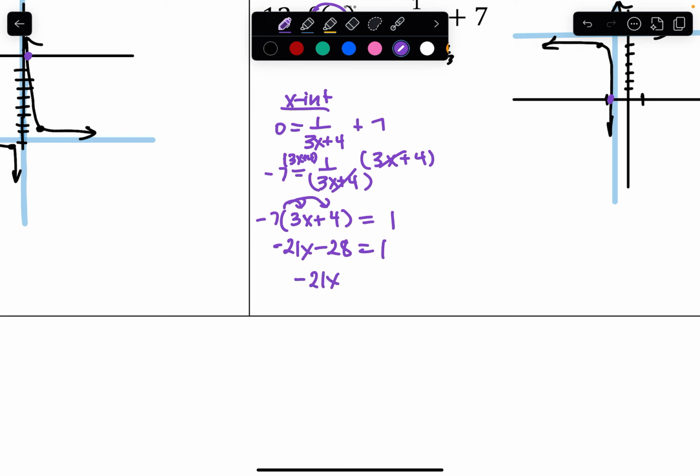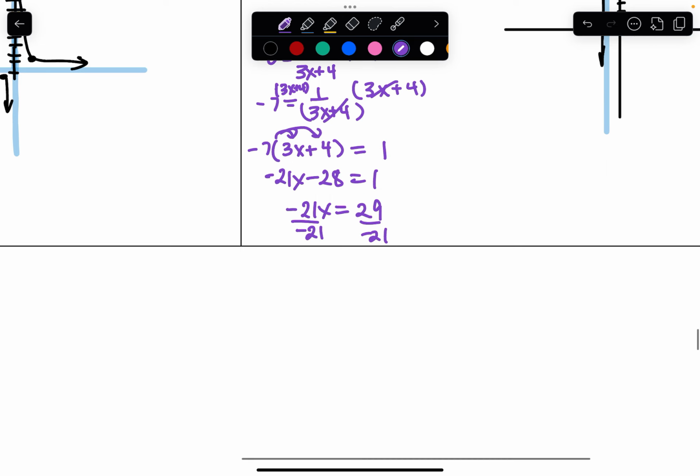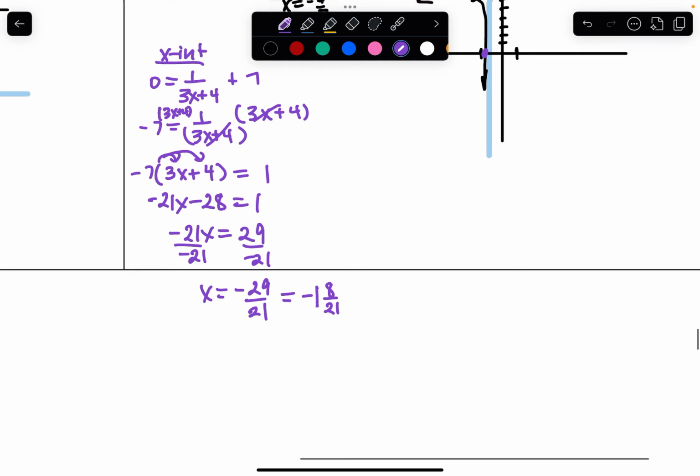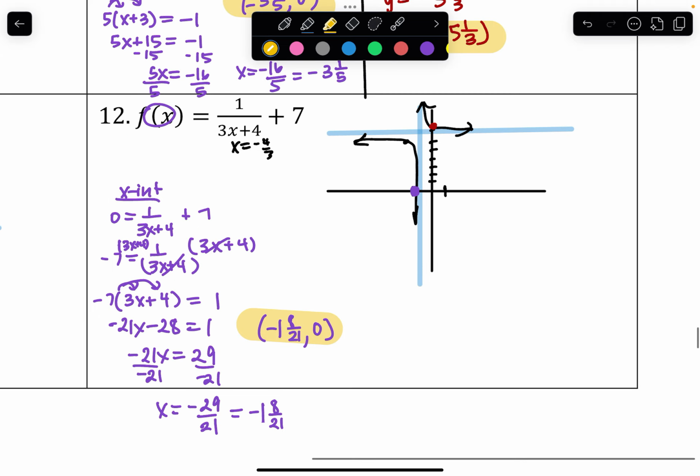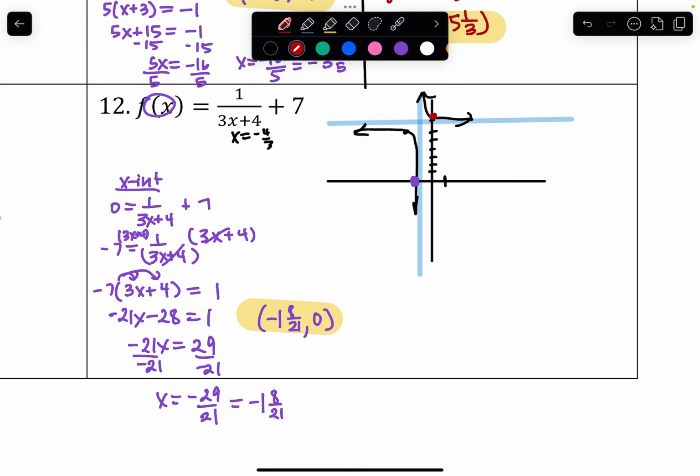Add 28 to both sides, we get a 29. Divide both sides by -21, and we get -29/21. As a mixed number, that would give us, it's bigger than 1, and then we would have 8/21 left over. So just past -1, which is exactly what we expected. You could leave it as an improper fraction if you wanted to. I just like to be able to approximate it on the graph.